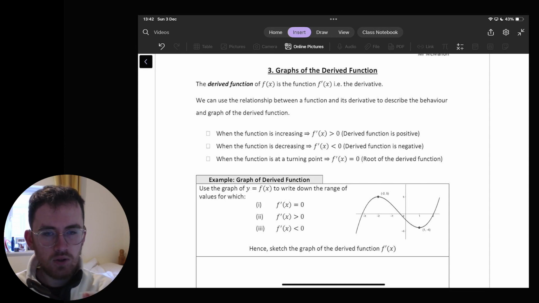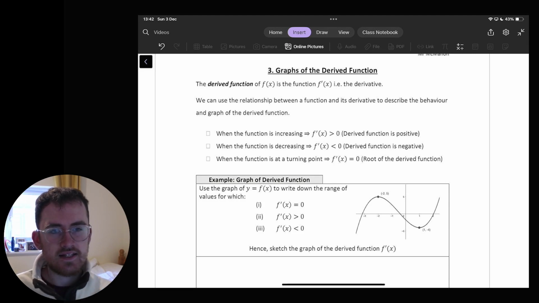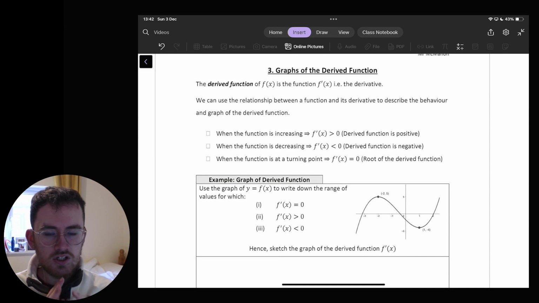So the things that we know, listed here: if the function's increasing, then the derivative is greater than 0. If the function's decreasing, the derivative is less than 0. When the function's at a turning point, our derivative is equal to 0. So we're using those and now tying those to how the derivative function would act.